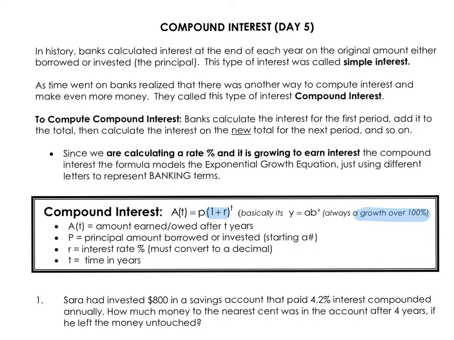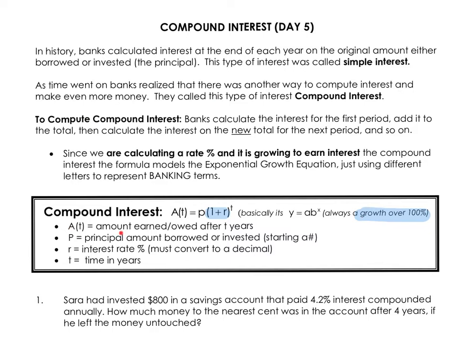And if we look at the other similarities, the a is the initial starting amount. Well, that's what the P is also. It's the principal amount borrowed or invested. That's your starting number, same as a. The b, the rate, is 1 plus r, and that's because of the growth. So it's very similar, but we have these banking terms.